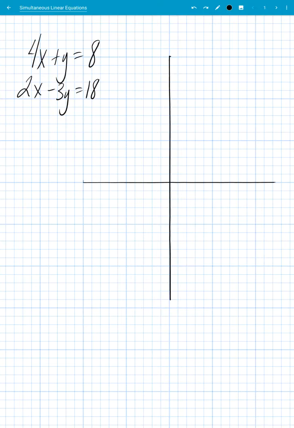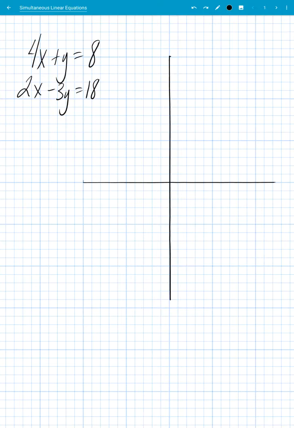Then we'll look at substitution and elimination, two algebraic methods which don't involve any graphing and are more accurate. So how do we graph these lines? Well, there's several ways I could go about this. I could put these equations in y equals mx plus b form and then find the y-intercept and use the slope. I could do that.